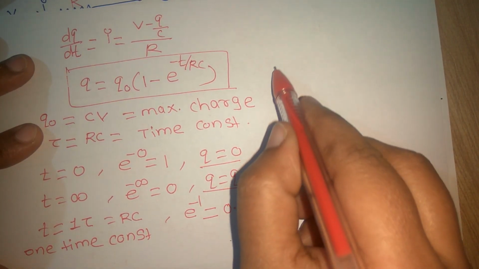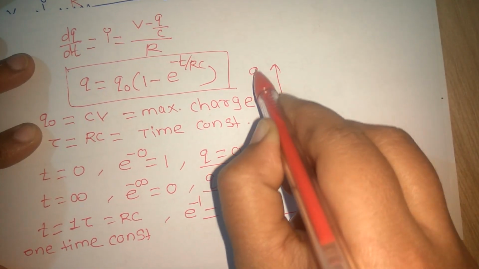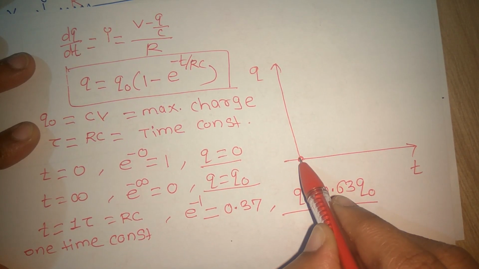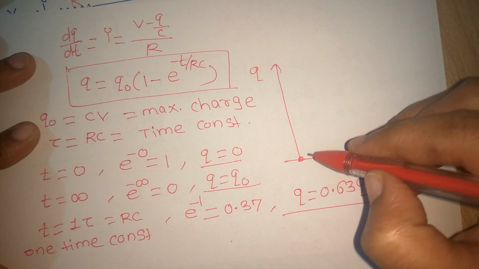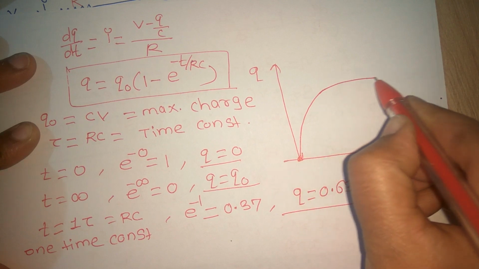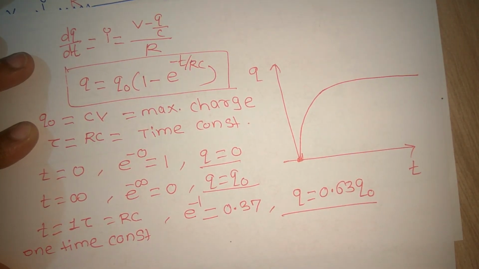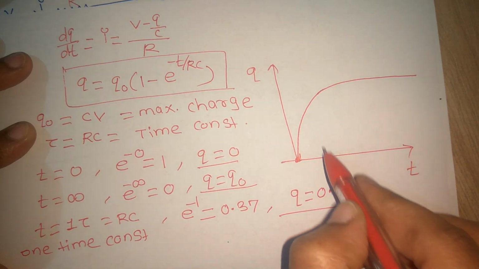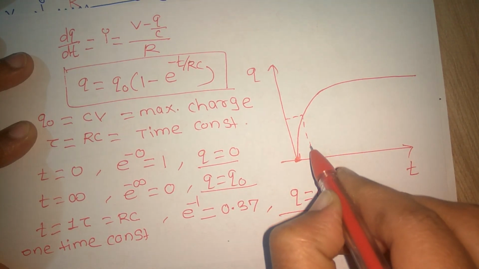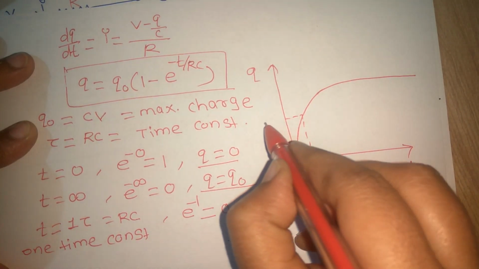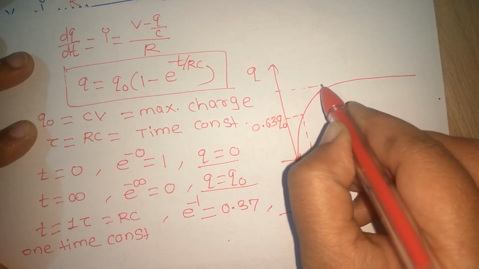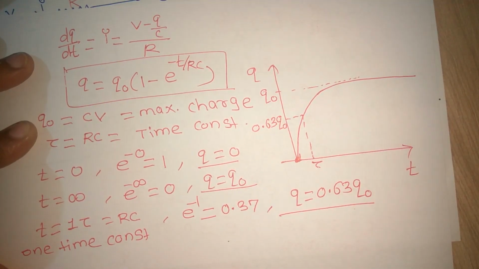Now if I want to draw a graph of charge versus time, at time t equal to 0 charge is 0, at time t is infinity charge is maximum, means the charge starts increasing and it is maximum, or constant, at t equal to infinity. So this one is the graph of charge versus time at different conditions of time. Here we can show at 1 tau, that is one time constant, the charge is 0.63 q naught, and it is maximum at t equal to infinity.